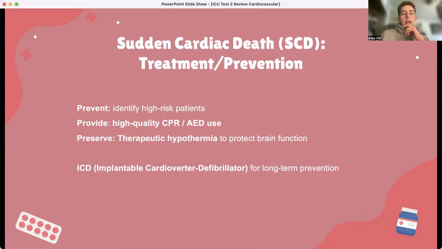Okay, so what do you want to do, right? Give them CPR. Therapeutic hypothermia protects the brain function because the brain uses so much oxygen. The cells will die faster than other parts of the body.